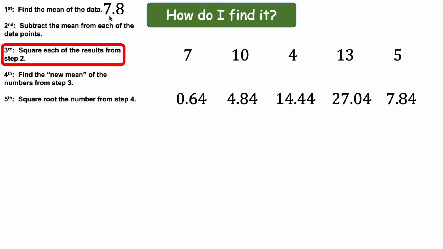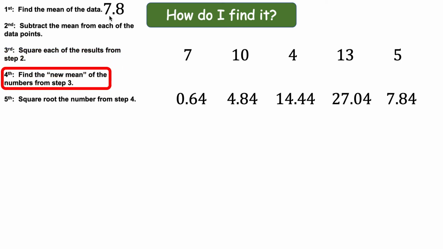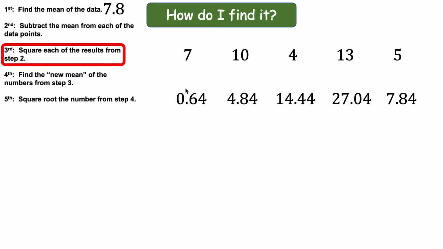So this 4, even though it doesn't really look that far from the 7.8, when we square it, we can see that this is a lot bigger difference than this 7 right here. Okay, 7 is really close to 7.8. 4 is pretty far, so squaring it kind of exemplifies how far away these values are from our average.